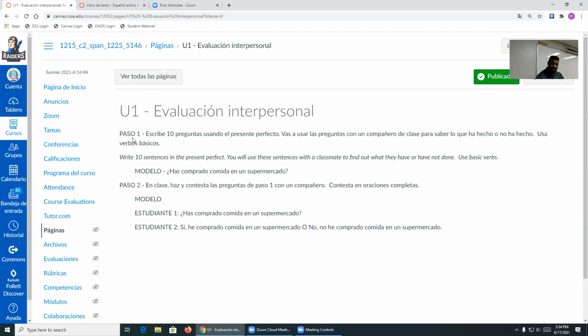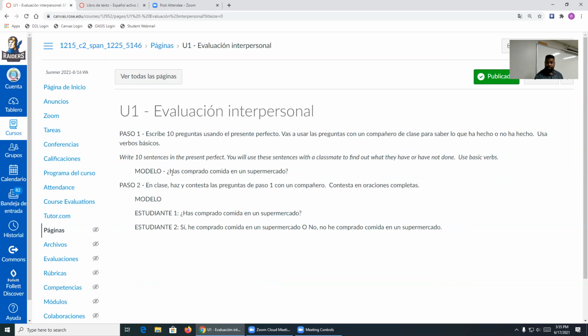evaluación interpersonal, I should say, paso 1, escribe 10 preguntas usando el presente perfecto. 10 questions using the present perfect. Vas a usar las preguntas con un compañero de clase para saber lo que ha hecho o no ha hecho. So we're going to ask, have you done this? Have you done that? We kind of did this in clase, but they were mandates. Here are the questions. ¿Has comprado comida en el supermercado? And your partner would answer, yes, I have, or no, I haven't.